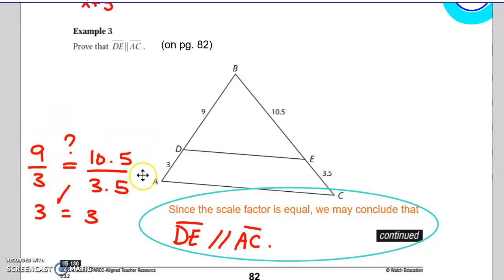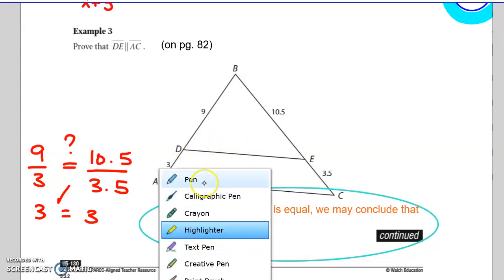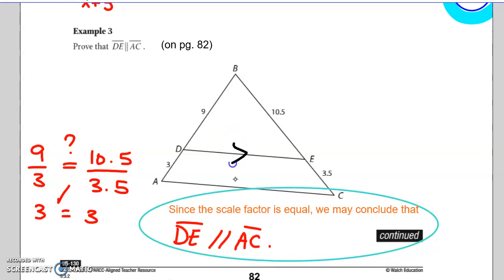So if you notice, here's my setup. You can punch this in your calculator and I do get 3. 9 over 3 is 3 and 10.5 divided by 3.5 is 3. So basically because they have the same scale factor, we can conclude that segment DE and segment AC are going to be, in fact, parallel to each other.